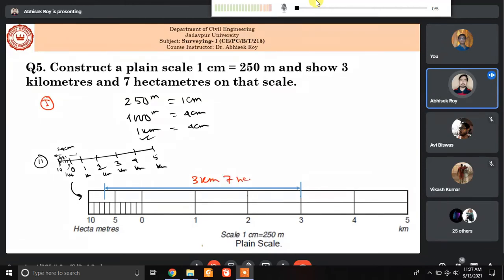7 hectometer. Is it clear? Is it clear to everyone? Yes, sir. Okay. Can I move to the next slide?